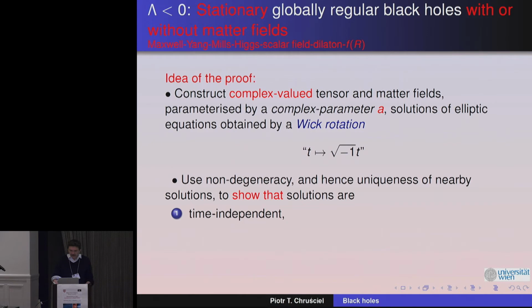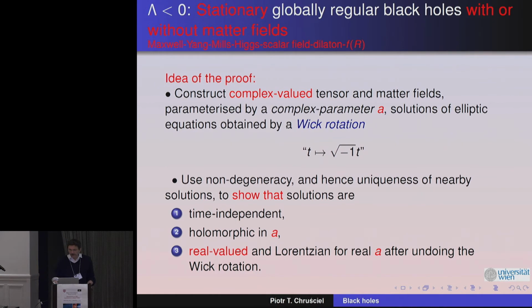So the procedure is just to do this Wick rotation and then obtain elliptic equations for this complex valued object, and then use this non-degeneracy condition. This non-degeneracy condition gives you uniqueness properties for your solution of the equation, and then you can show that the things that you have constructed on this Wick rotated side are time independent. They are holomorphic in this funny parameter that you introduce, and they are real valued and Lorentzian for real values of the parameter after you undo your Wick rotation.